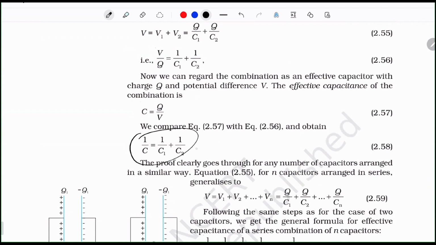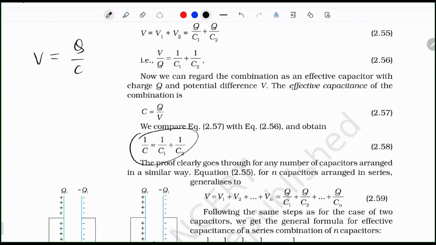So in fact, capacitors in series behave like resistors in parallel. And you'll see soon that the vice versa also holds. Capacitors in parallel behave like resistors in series. And well, the reason is simple. If you look at it, V is equal to Q by C, right?